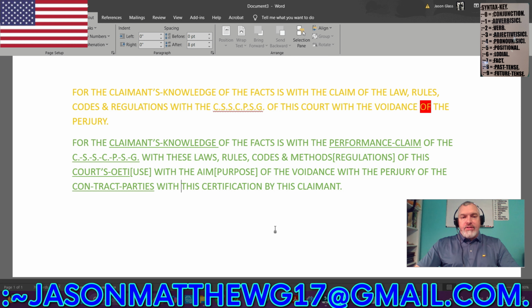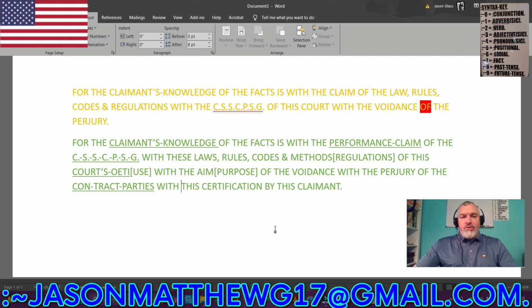What's possessing the correct sentence structure? These laws, I made laws plural, he had it singular. With these laws, rules, codes, and methods. What are those concerned with? They're concerned with this court's usury, which I did a salvage claim on because use, U-S-E, is no contract. It's a vowel in front of a consonant. So I use the salvaged word in my correct sentence structure contracts.